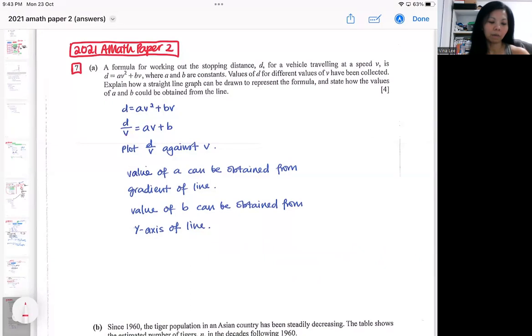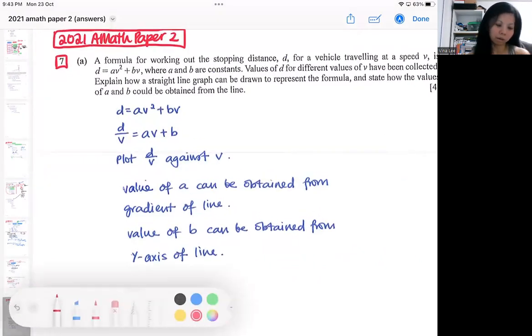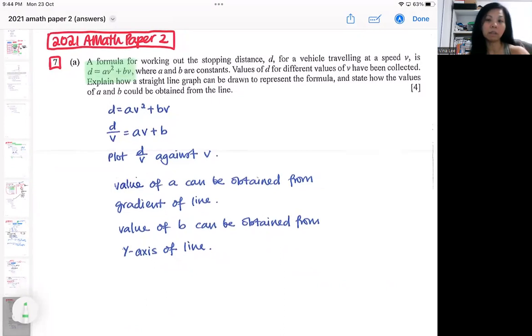They simply give you a formula, and they did explain what the formula is about. The formula is about the stopping distance, which is related to the traveling speed. They collect different values of d and speed. The question is asking you, how would you draw a straight line to represent the formula, and how will you be able to estimate the value of A and B?